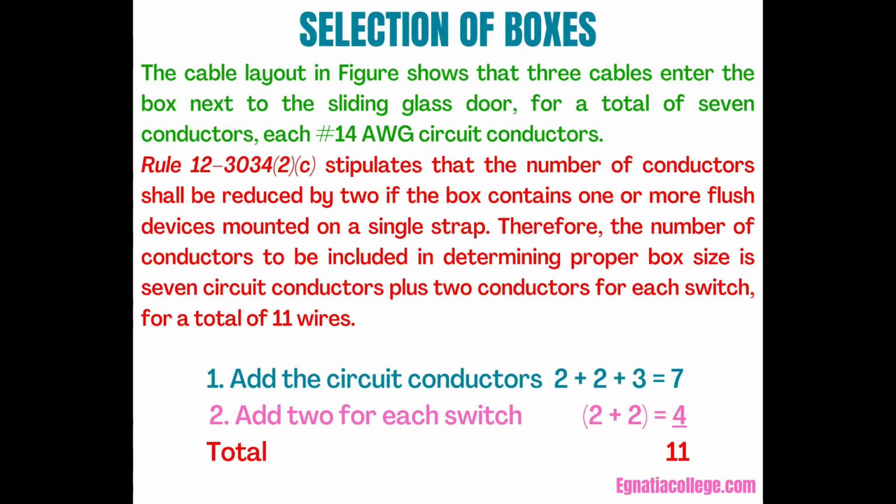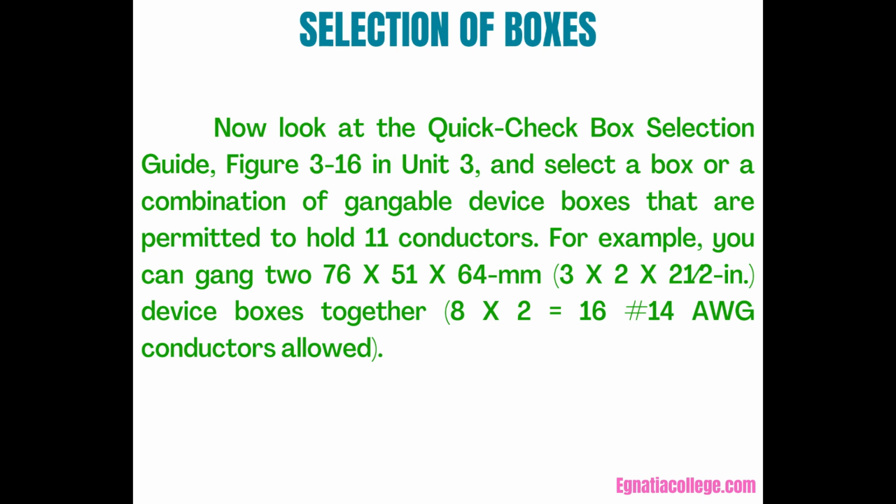Rule 12-3034(2)(c) stipulates that the number of conductors shall be reduced by 2 if the box contains 1 or more flush devices mounted on a single strap. Therefore, the number of conductors to be included in determining proper box size is 7 circuit conductors plus 2 conductors for each switch, for a total of 11 wires. 1. Add the circuit conductors: 2 plus 2 plus 3 equals 7. 2. Add 2 for each switch: 2 plus 2 equals 4. Total will be 11. Now look at the quick check box selection guide, Figure 3-16 in Unit 3.